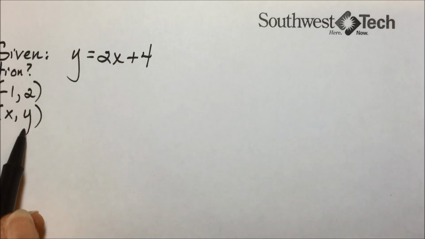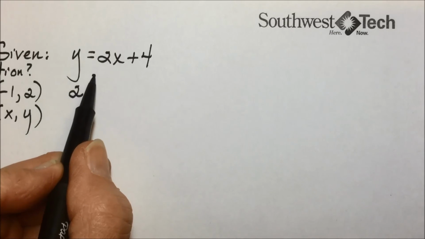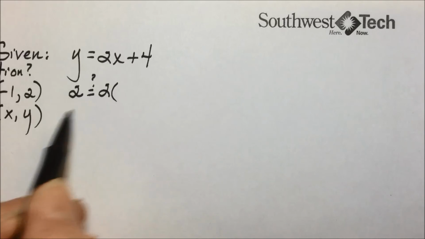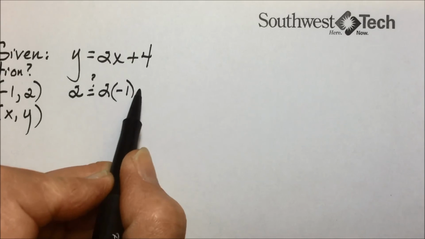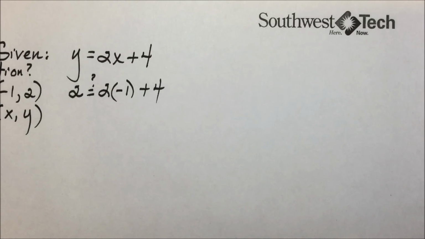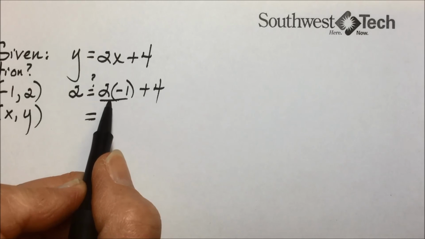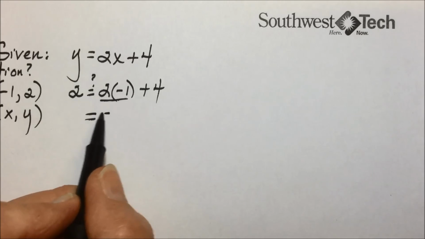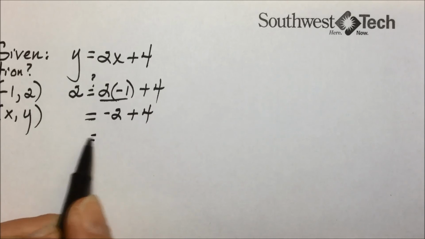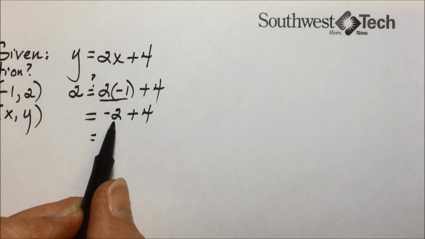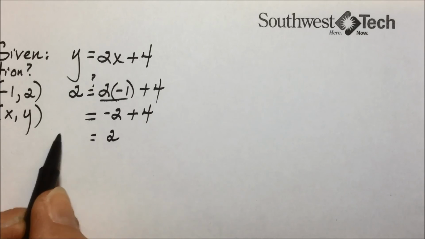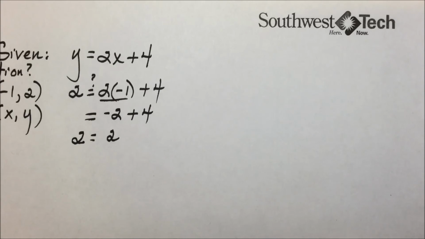So in place of y, we will put 2, and we're testing to see whether 2 equals 2 times the x, which is given, of -1, plus 4, results in a true statement. Well, there's nothing to do on the left, but on the right, we'll multiply. We get -2 plus the 4, and simplifying, -2 plus 4 gives us 2. So in this case, since we have a true statement, we would say yes, that this is a solution to the equation.